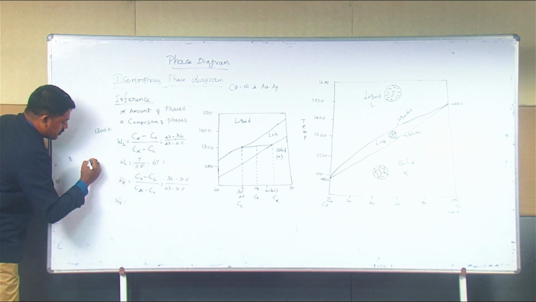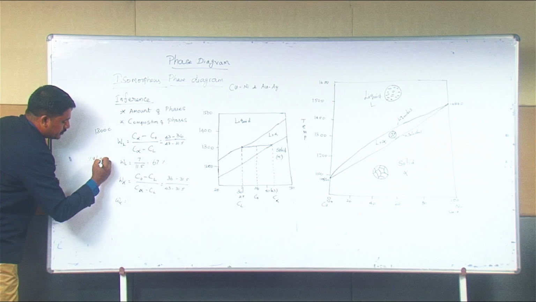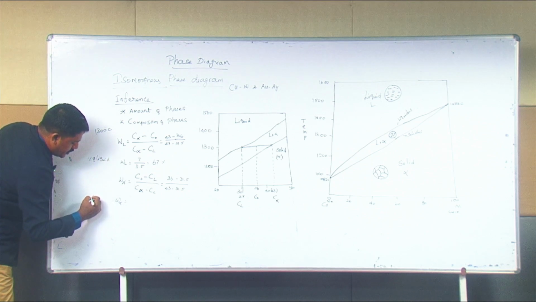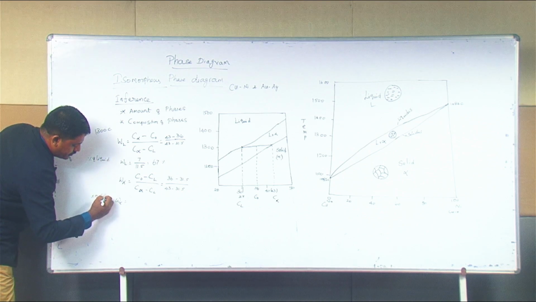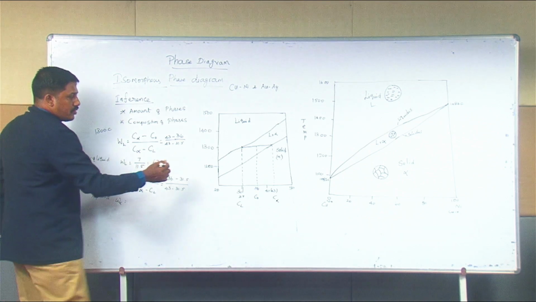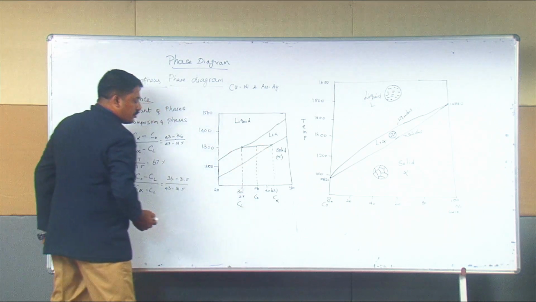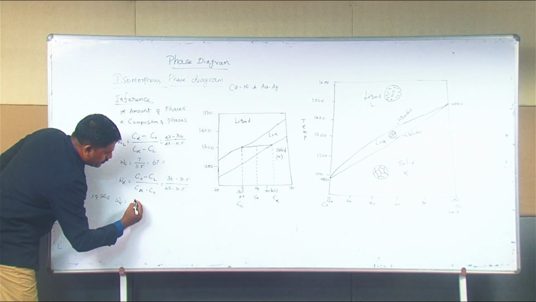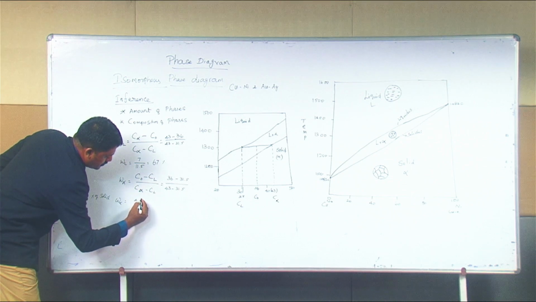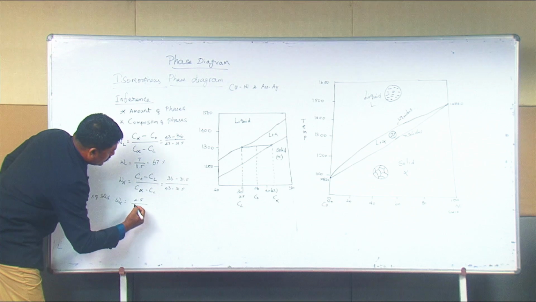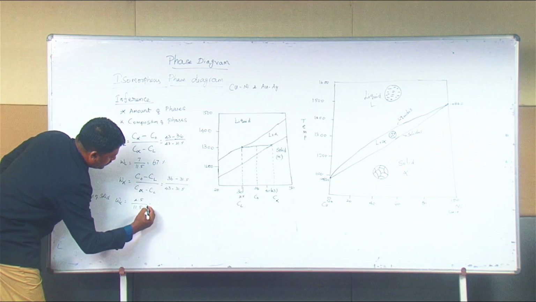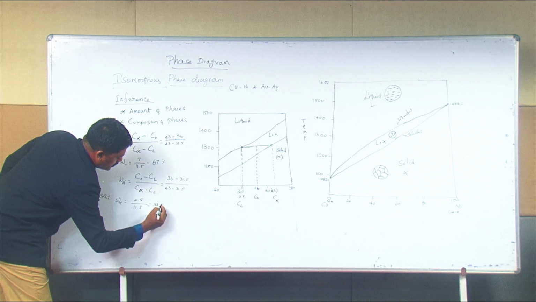So W alpha is the percentage of liquid and percentage of solid for the specific temperature between the two boundaries. W alpha is equal to 11.5, 33 percentage.